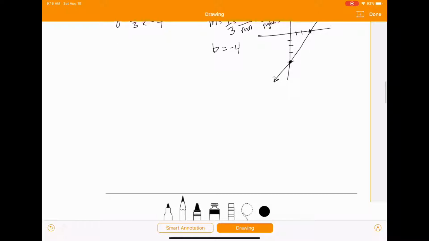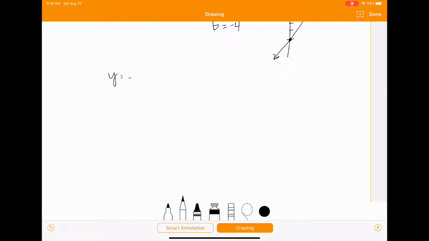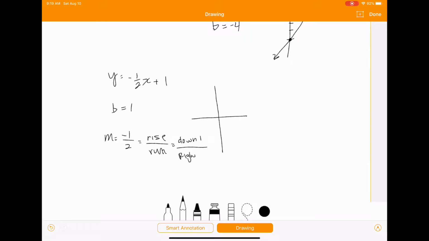Let's go ahead. If we had, for instance, y equals negative 1/2 x plus 1 as our function, and we needed to graph that, we know that our y-intercept equals 1, right, because this is positive here. And then our m equals -1/2, which is equal to our rise over run. So since we've got a negative, we're going to go down 1, right 2.